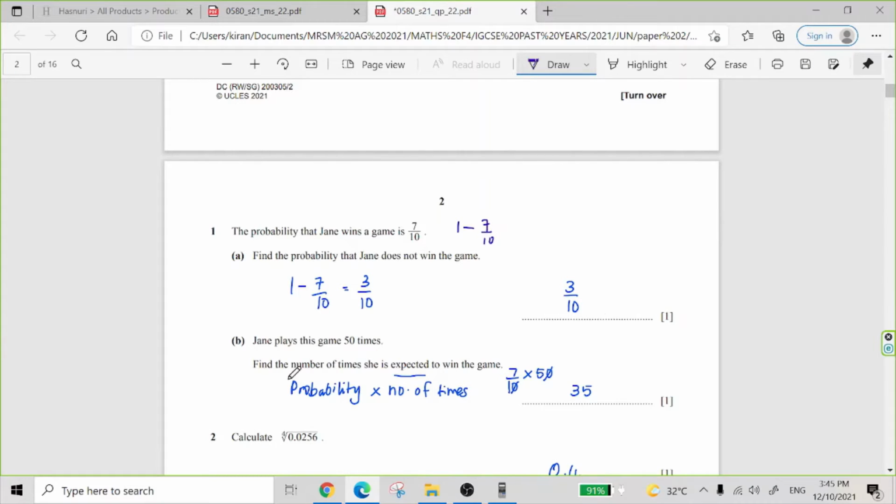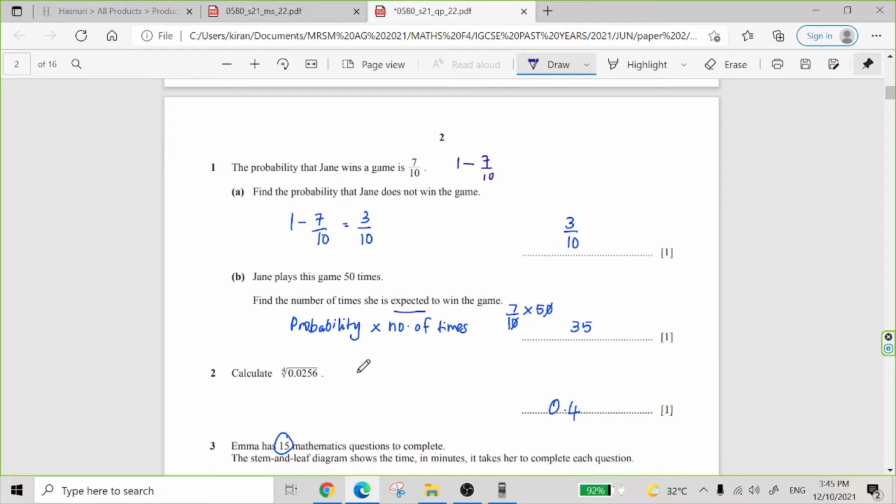Okay, we go to question B. Jane plays this game 50 times. Find the number of times she is expected to win the game. For the expected number, we just take the probability and multiply it by the number of times. So the number of times is 50, and the probability to win the game is 7 over 10, and the answer is 35.